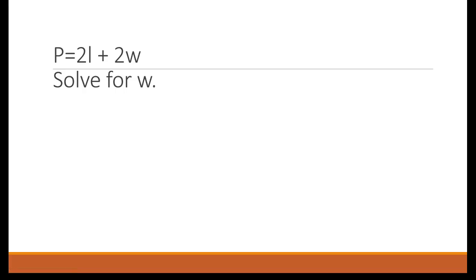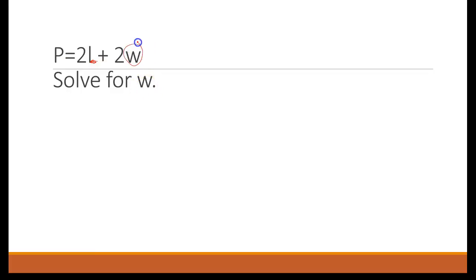Okay, now we have another formula, P equals 2L plus 2W. You may actually recognize this formula as well. It is the perimeter of a rectangle formula. So this is the perimeter equals 2 times the length plus 2 times W. So really that's a capital L here. Alright, so we want to solve for W.